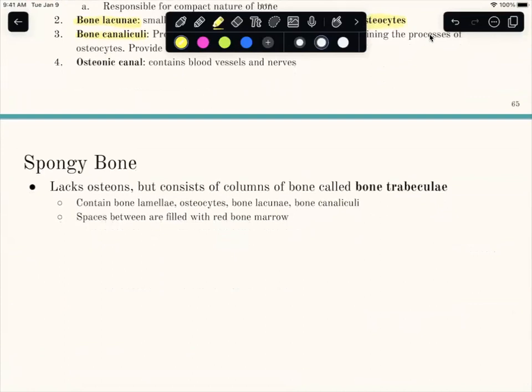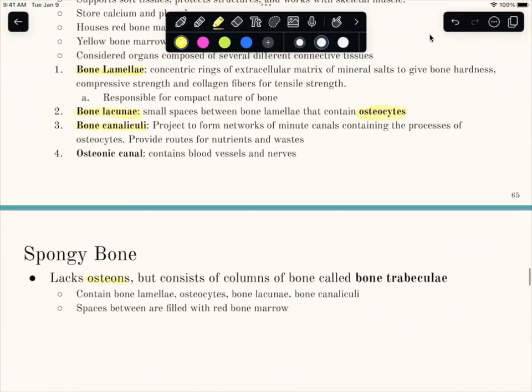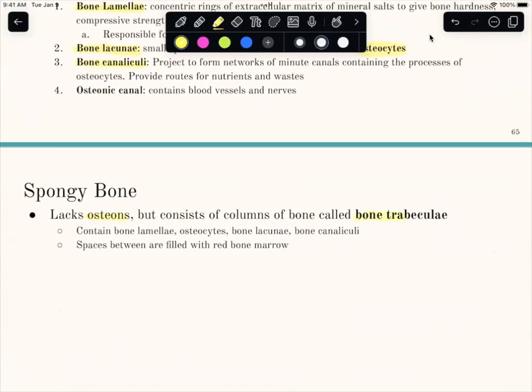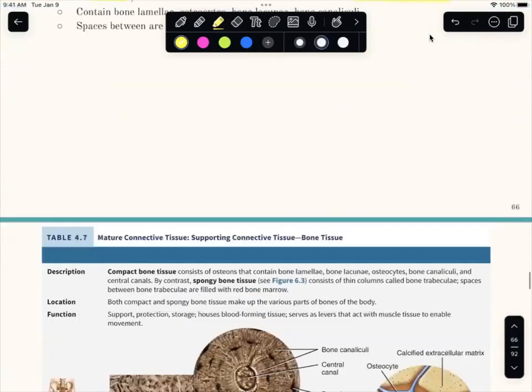Spongy bone does not have osteons, which are those concentric circles. They have what are known as trabeculae. We'll go into more detail about it when we get to Chapter 6, bone tissue.